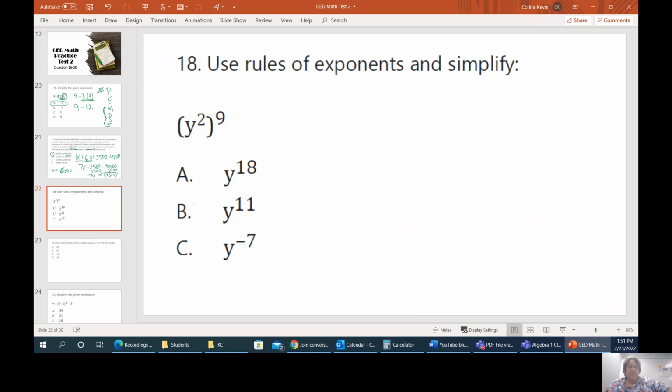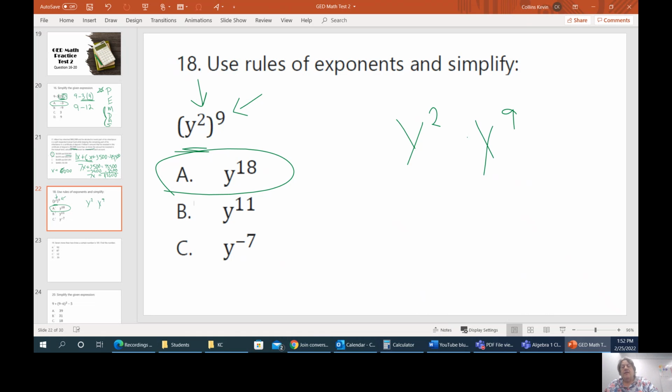So it says, use the rules of exponents to simplify. So here's the deal. When you have something that already has an exponent, like this guy, and then we raise him to a power, this is when we multiply the exponents together. So basically 2 times 9 is going to be 18. Now if you had y to the second times y to the 9th, it's a y actually, okay, that's when you're going to add the exponents. So this one would be y to the 11th.